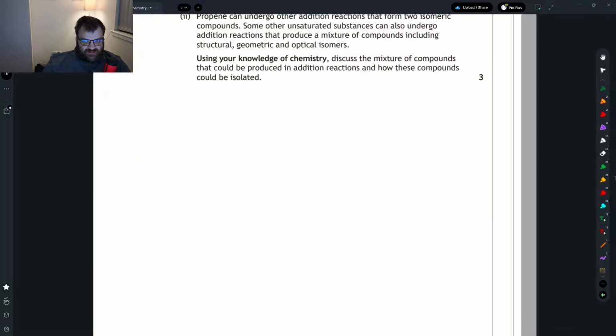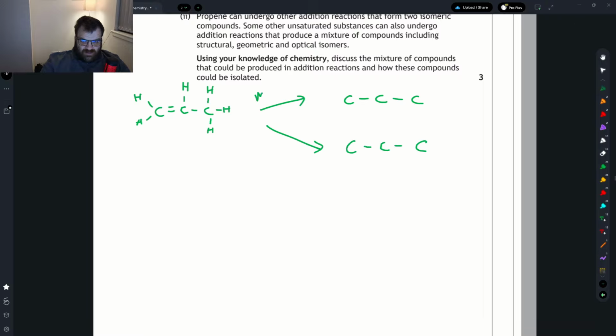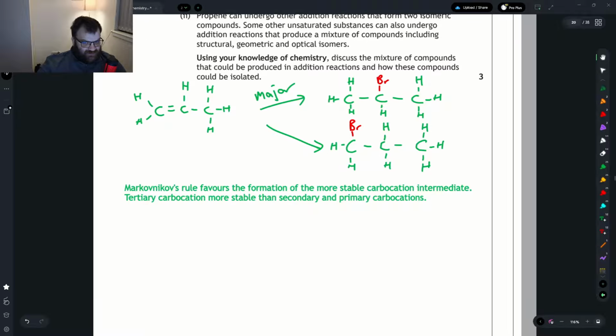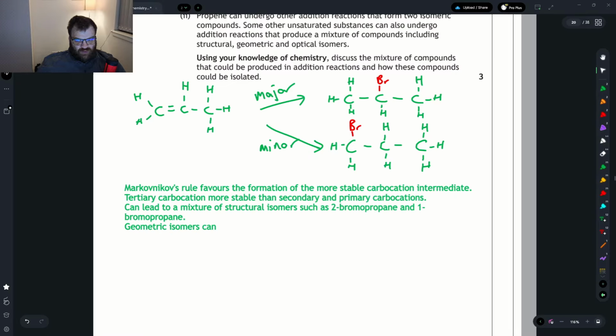Okay, so isomers: first of all, let's go for addition reactions. As I was talking about for the last question, we have our major product, which would be 2-bromo, or we could have the minor product, which would be 1-bromo. So Markovnikov's rule will favour the one that has the more stable carbocation intermediate, whether primary, secondary, or tertiary. With this example, we've got 2-bromopropane and 1-bromopropane.